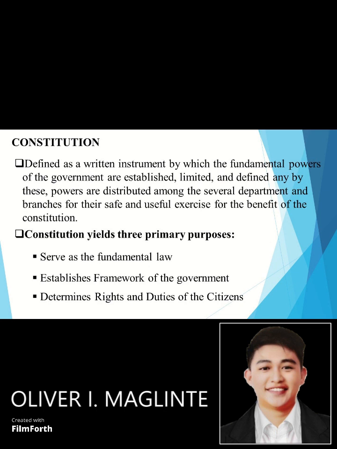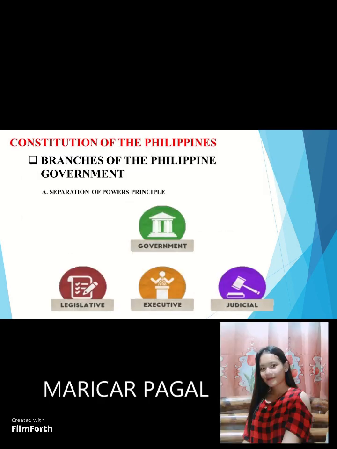Constitution. A constitution is defined as a written instrument by which the fundamental powers of the government are established, limited, and defined, and by which these powers are distributed among the several departments and branches for their safe and useful exercise for the benefit of the people. A constitution serves three primary purposes: to serve as the fundamental law, to establish the framework of the government, and to determine the rights and duties of the citizens.